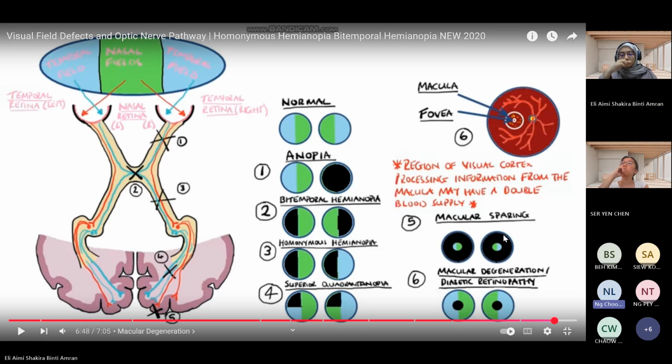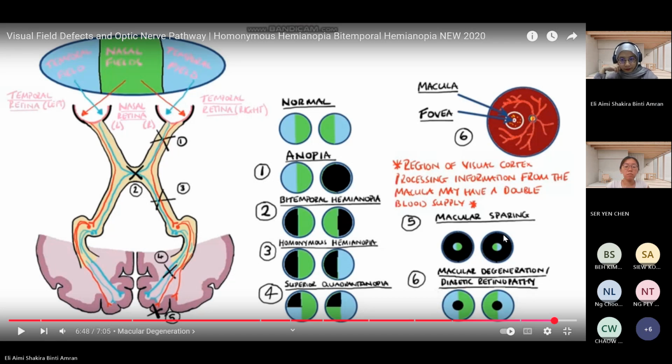So, number one you call the optic nerve. Number 3 is called the optic tract. Correct. Number 4 is called what? This is optic radiation. Optic radiation, correct. And number 5 is the occipital lobe.